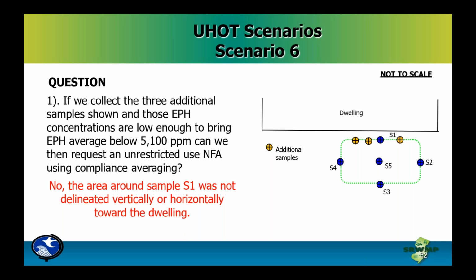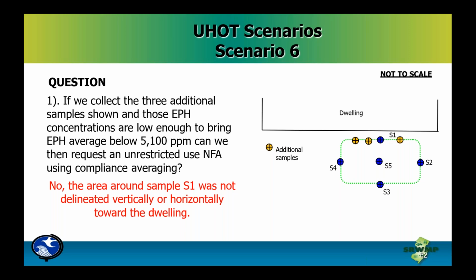If you're going to attempt to compliance average them, you're going to need to delineate around that sample. I don't know, there's no scale and they look close on the picture, but I would say you would need delineation moving underneath the house. Correct, for S1, and you would need vertical. Okay. I mean, you could add those other ones in. Let's try 3 in, and we can get below our 5,100.